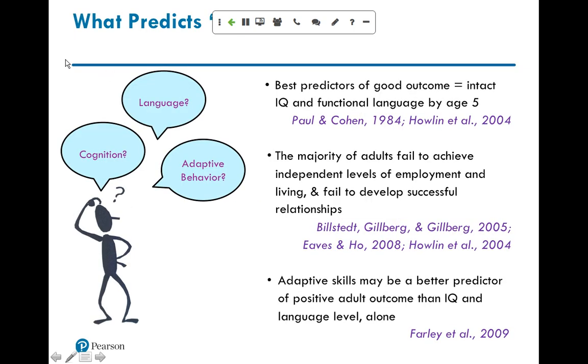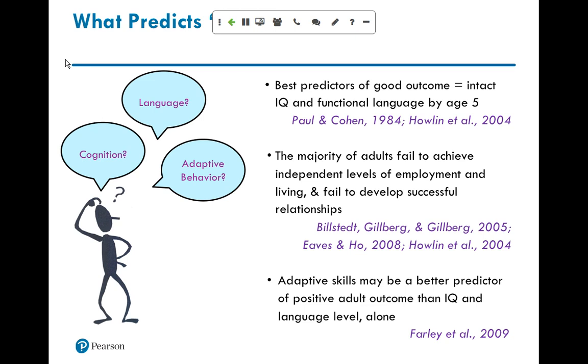So what predicts good outcomes? There's been a lot of research showing historically in the field of autism that intact language and having no cognitive impairment are the two best predictors for good outcome in life. Good outcome is defined differently depending on the research study that you're reading, but usually it's defined as holding down a job, living independently, etc. So with intact language, usually by age 5, and no cognitive impairment, you're going to be better off than others.